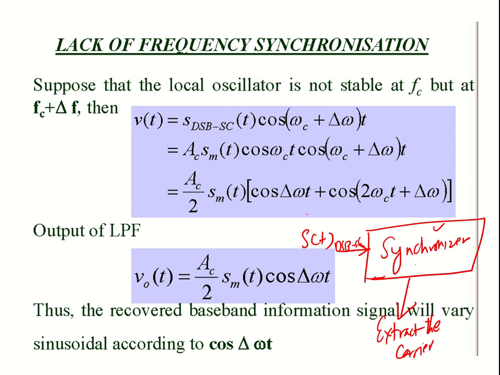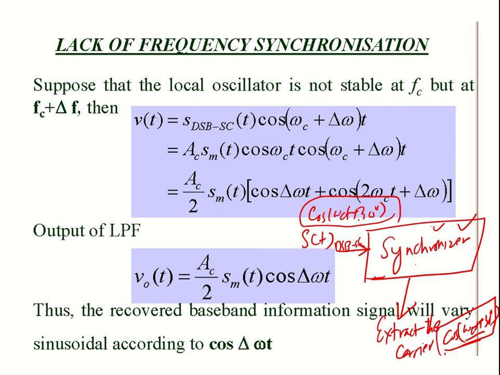For example, if the modulated signal's carrier is cosine of omega ct plus 30 degrees, this synchronizer will actually extract this carrier and give us cosine of omega ct plus 30 degrees. Once the carrier is extracted, we will multiply the signal with this carrier. It will be exactly the same synchronized carrier, so there will be no issue of phase or frequency because we have extracted the carrier from the modulated signal. That is the basic operation of this synchronizer.